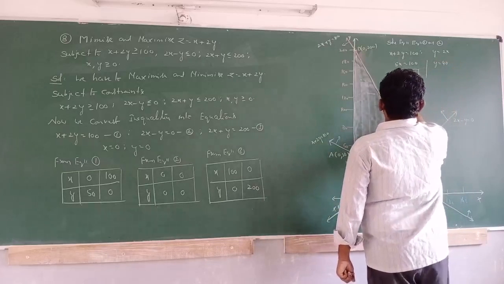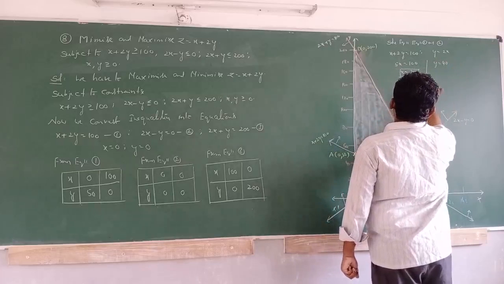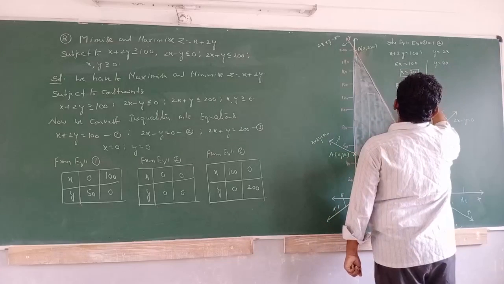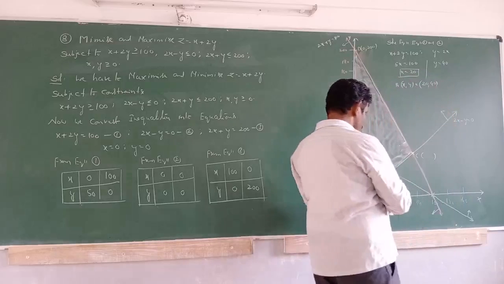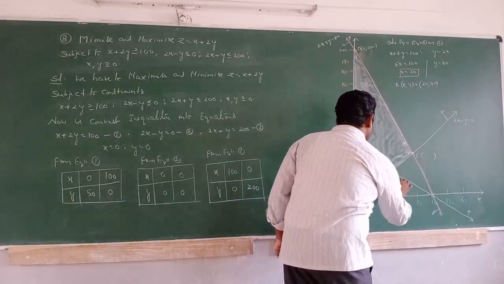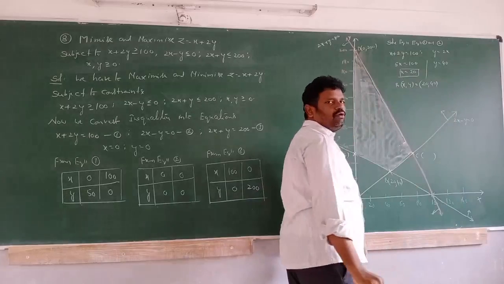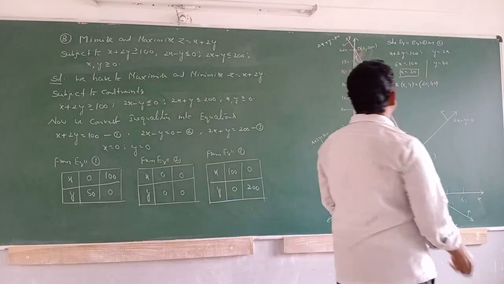Now these are the coordinates of point B. The coordinates of B are 20, 40. Okay, now next, let us solve the other equations.